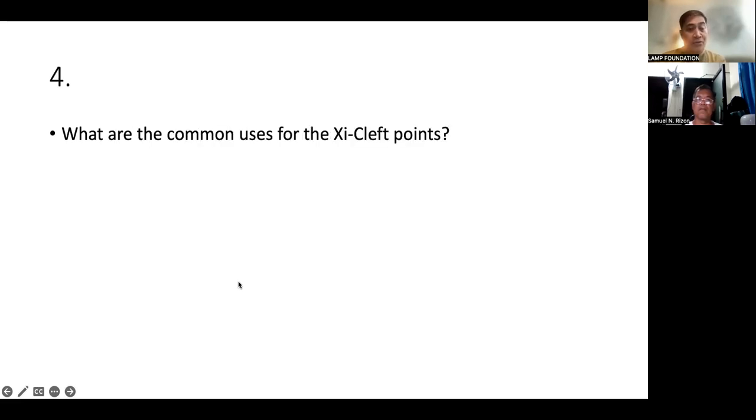What are the common uses for the Xi Cleft points? They are primarily indicated for channel problems and mostly used for excess patterns. So where are they more commonly used, acute pain or chronic pain? Acute. Acute pain, very good. And also for bleeding related to organ or channel, especially the yin channels you mentioned earlier.